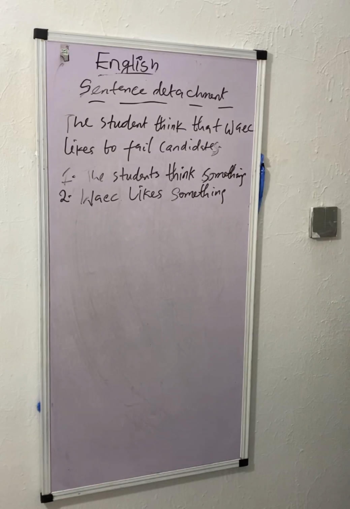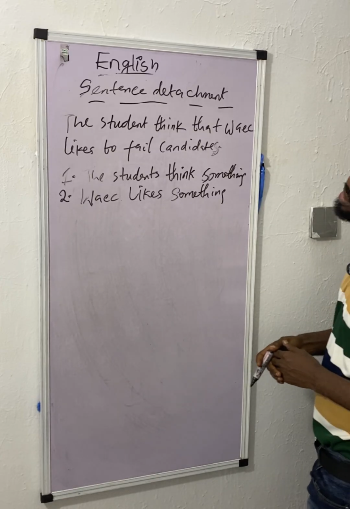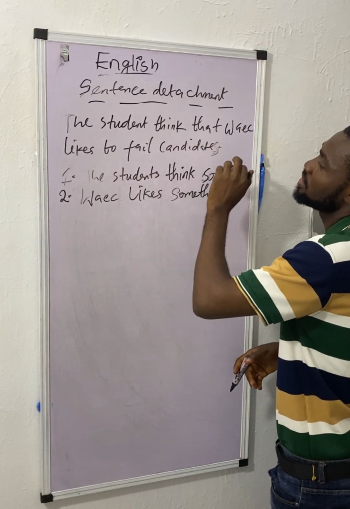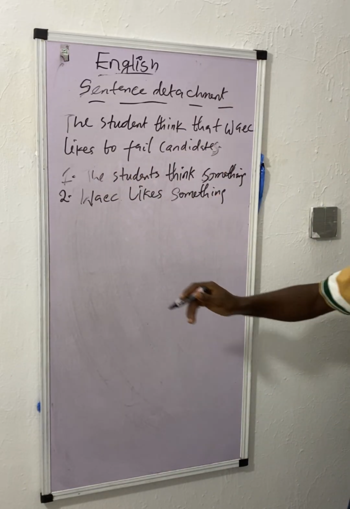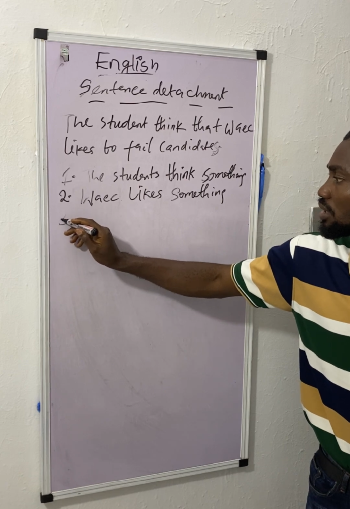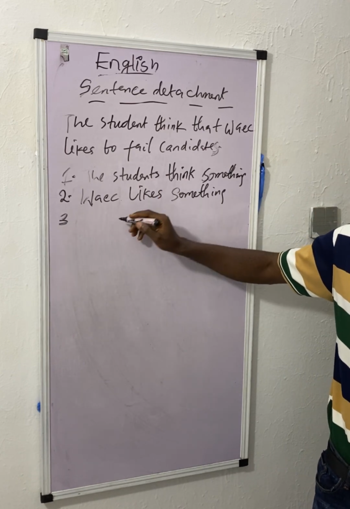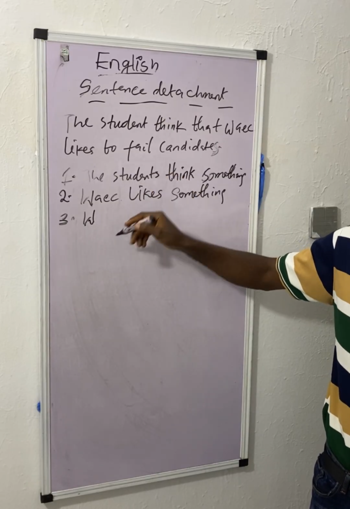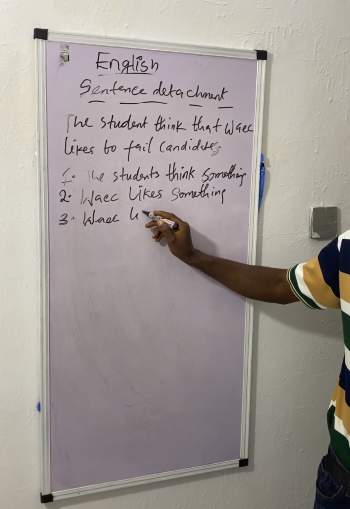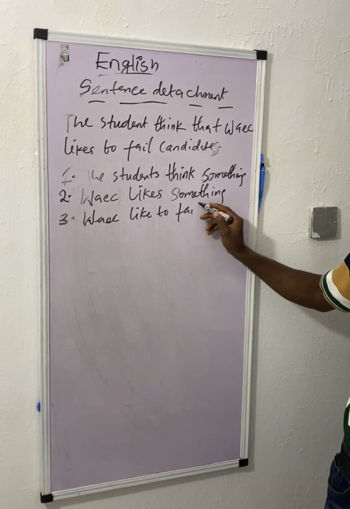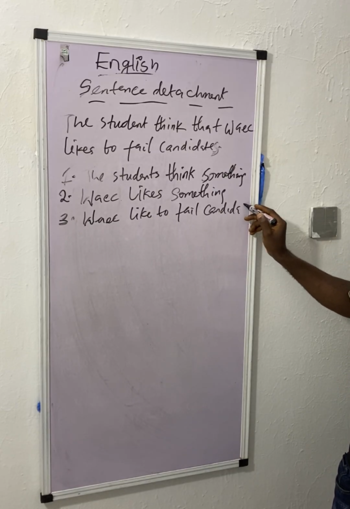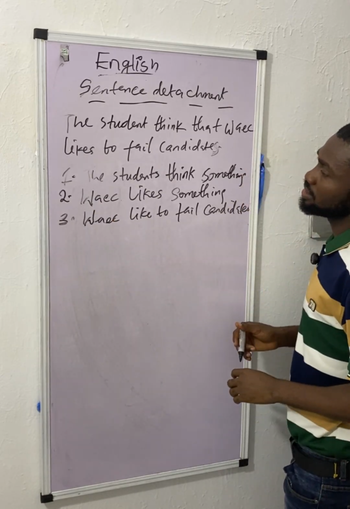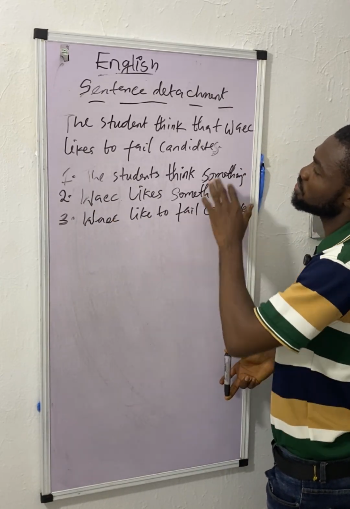Which other thing? The students think that WAEC likes to fill candidates. The third detail that we are writing is: WAEC likes to fill candidates. So we are able to write out three meaningful details from this sentence.